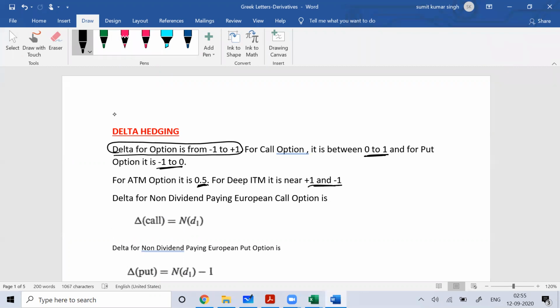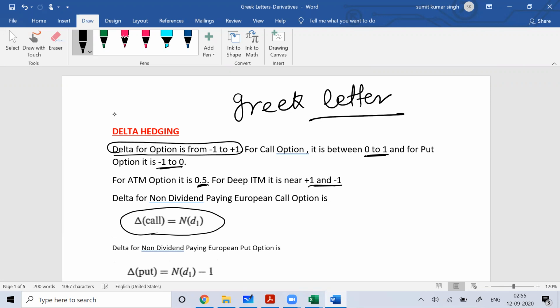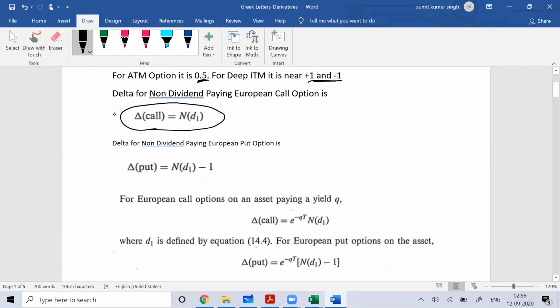For delta for a non-dividend paying European call option, the formula is N(d1). One theory question came once where they asked about Greek letters. We call them Greek letters to understand the impact of different factors on the premium of the option contract. So this is the formula. These formulas are not all important for you. For a non-dividend paying European call option, this is the formula, while for a non-dividend paying European put option, this is the formula. For such call options and put options which pay dividends, this is the formula.